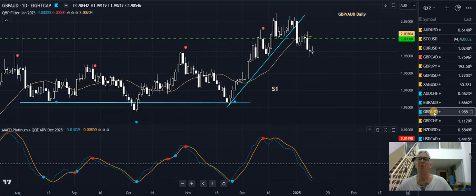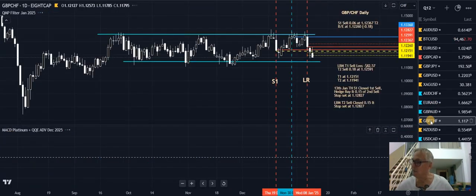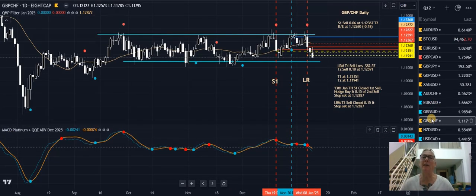The pound Aussie, in no trades at the moment. I'm sort of kicking myself because I wasn't in that sell, remember, from here. Yeah, it would have been about break even, so it's better just being out. Right, pound Swiss. Now taking some action on Monday on pound Swiss, all right. So S1 was a sell.